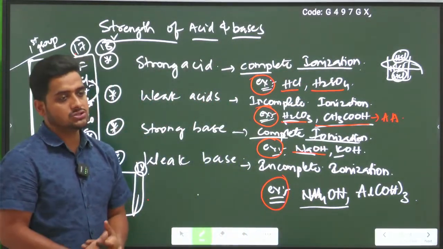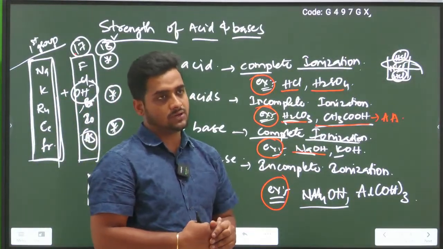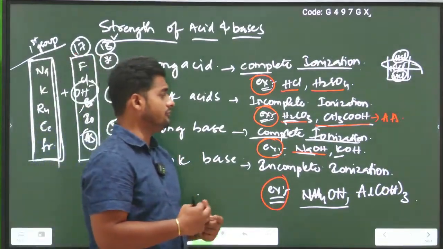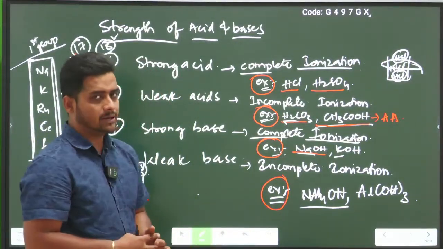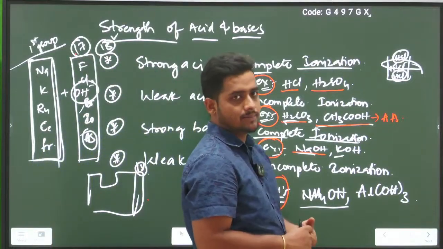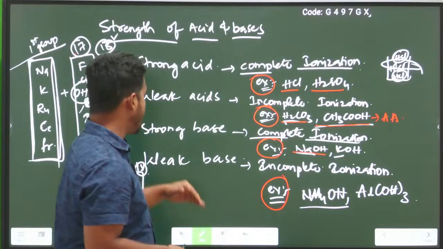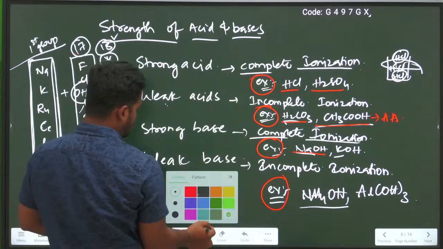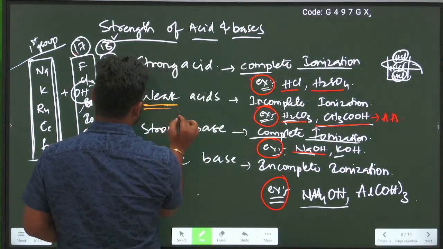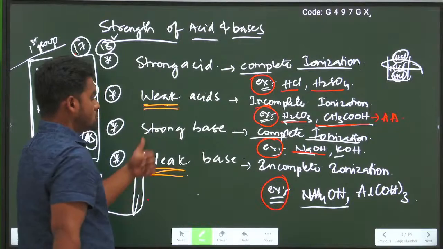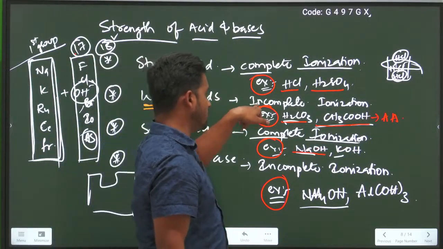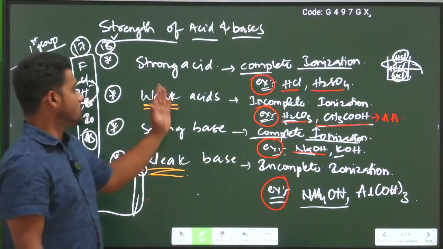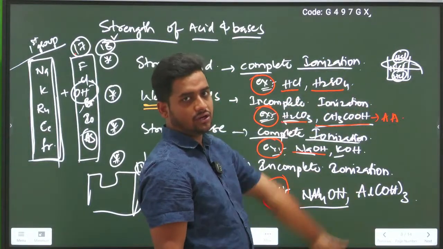So, if any compound is completely ionized, then you can say it is a strong acid. Yes or no? If any compound is incompletely ionized, then you can say it is a weak acid. So this weak is because of incomplete ionization, whereas strong acid means there is complete ionization.